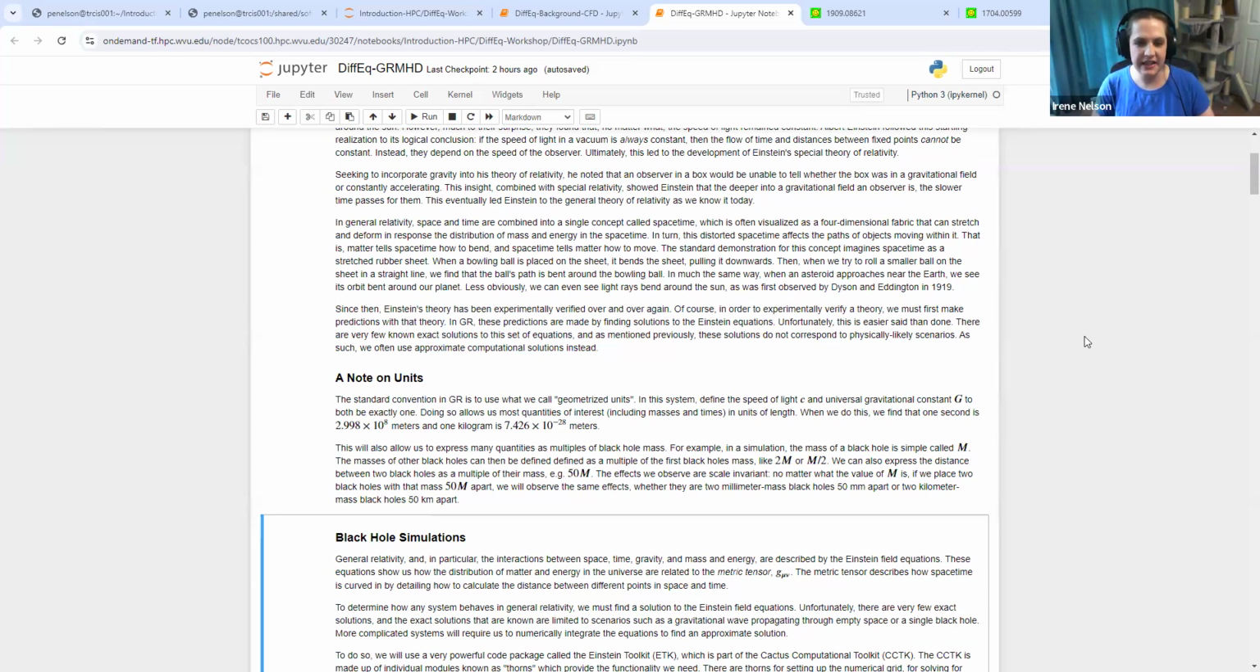So this leads us to setting, we define the second as 2.998 times 10 to the 8th meters, and a kilogram to 7.426 times 10 to the negative 28 meters. So we're expressing pretty much every single unit of interest in terms of length. And I know this sounds weird, but it does make a lot of the work a lot easier.